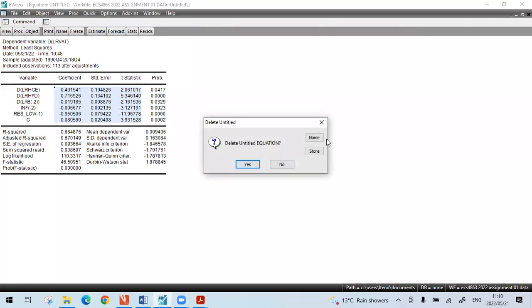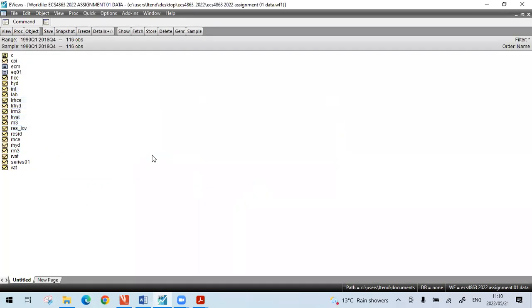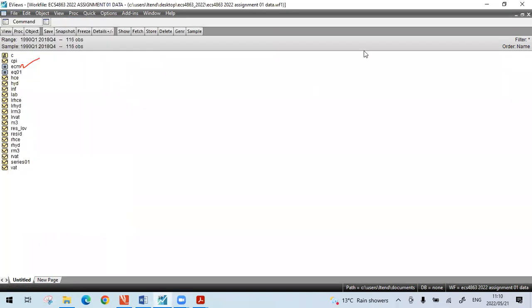You try to close it here. You name it. You can leave it as equation 2, but I don't want to confuse myself. Let me just save it as ECM. Then you can see that here I now have my ECM. Can you see it? And I mustn't forget to save even this wake file. I have to save it, constantly save your wake file. So I'm done here.